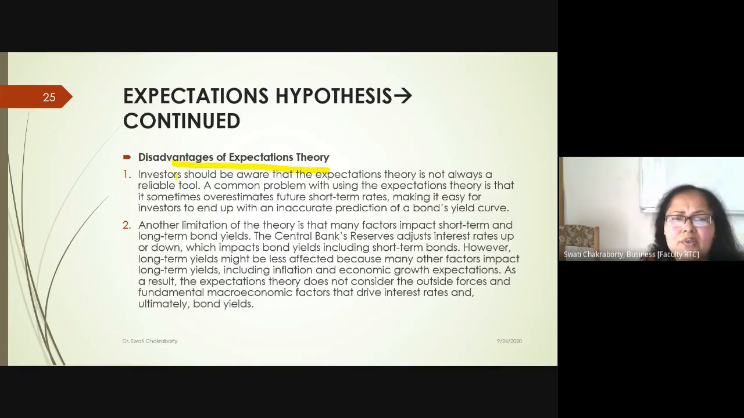Investors should be aware that expectation theory is not always a reliable tool. There's a common problem when you use this theory: it sometimes tends to overestimate the future short-term rates, right? Because you're looking at the present scenario statically to predict, it can overestimate. This results in investors ending up making an inaccurate prediction of the bond's yield curve, right?